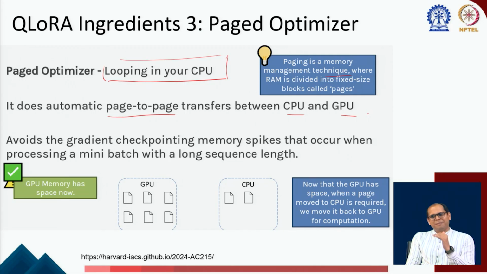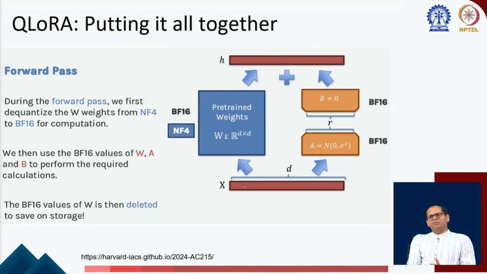So whenever there may be a memory spike, what would you do? You would say, okay, I will transfer certain pages from GPU to CPU, and then whenever the GPU has space back and you need a particular page, you will move it back to GPU, right. So that's the idea, you avoid memory spikes through this. Okay, so these were the three ingredients.